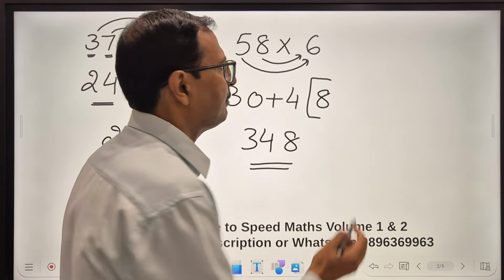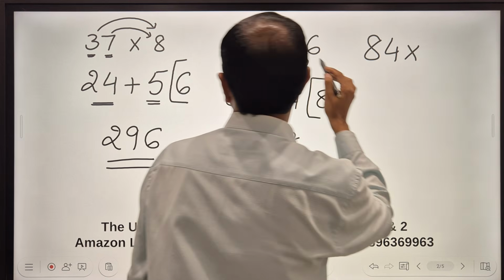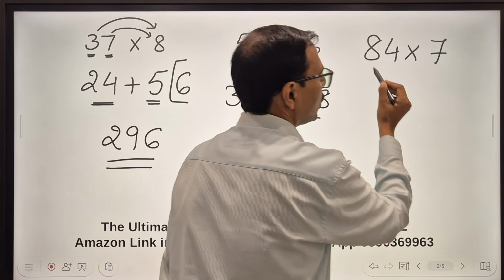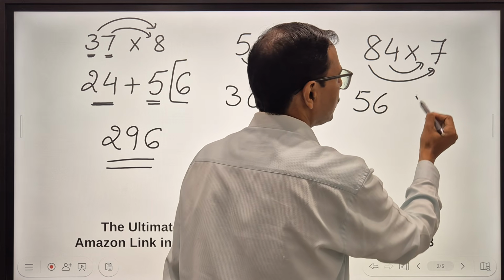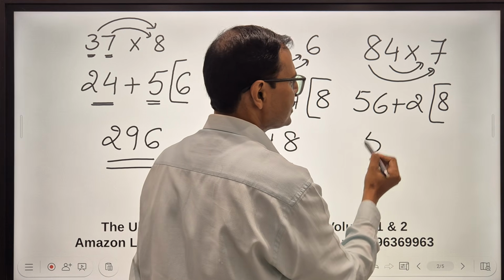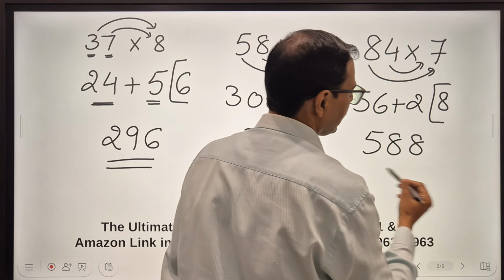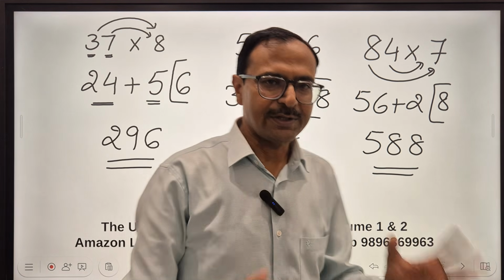One more big example, like suppose you have 84 and we are doing, say, 7 times. Okay, so 8 sevens are 56, 4 sevens are 28. Separate out the last digit, add 56 plus 2 is 58, followed by the 8. You get 588 as the answer. Now, no pen and paper required for this.